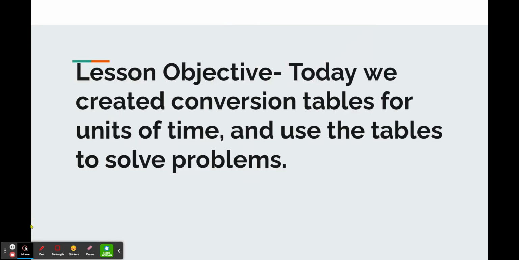All right, so let's take a look at today's lesson objective. So today we created conversion tables for units of time and used the tables to solve problems.